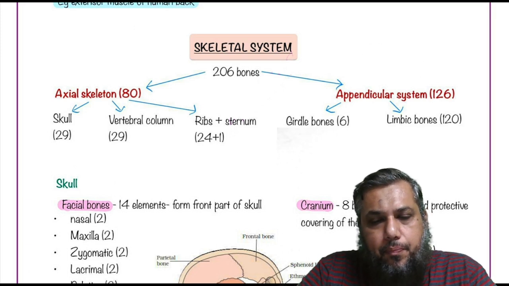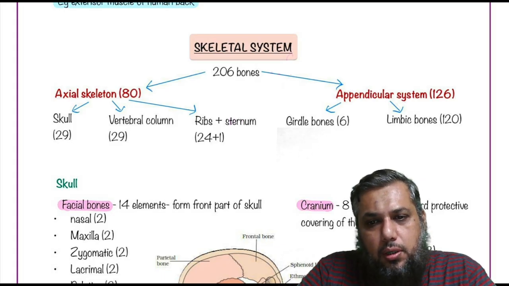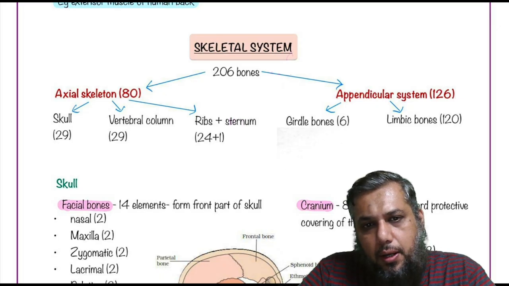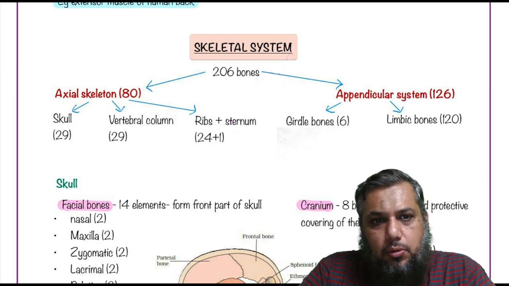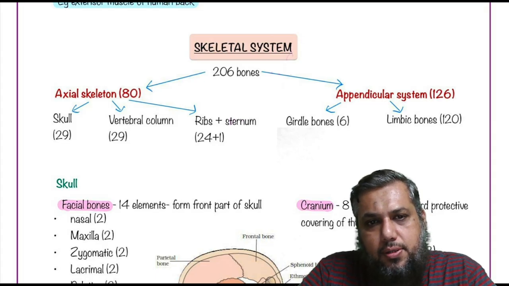As discussed earlier, during locomotion and movement, the bones are the levers, the muscle is the effort, and the joints are the fulcrum. So, in an adult human being, the skeletal system, which consists of the bones and the cartilage, performs various functions.